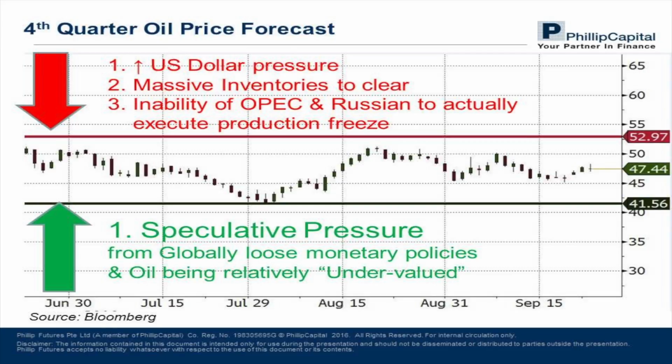What I believe is keeping oil prices above the 40 US dollar level is speculative pressure due to globally loose monetary policies and oil still being a relatively undervalued asset. However, should this speculative pressure wane, oil prices may break below the 40 US dollar support level. It is also because of this speculator-driven market that I believe that oil prices will continue to stay volatile throughout the fourth quarter.